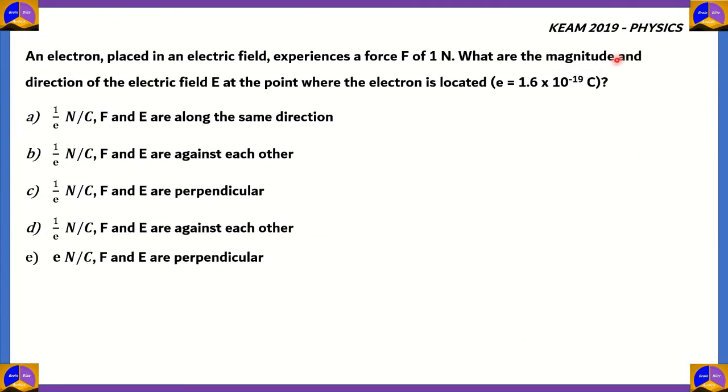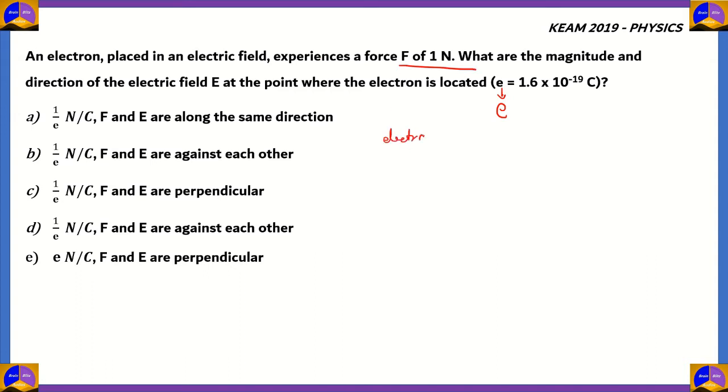Here comes our first question for physics. An electron placed in an electric field experiences a force F of 1 Newton. What are the magnitude and direction of the electric field E at the point where the electron is located? We're given the charge of an electron as 1.6 into 10 raised to minus 19 coulombs. Well, let's just consider the charge to be e and the force F is 1 Newton.